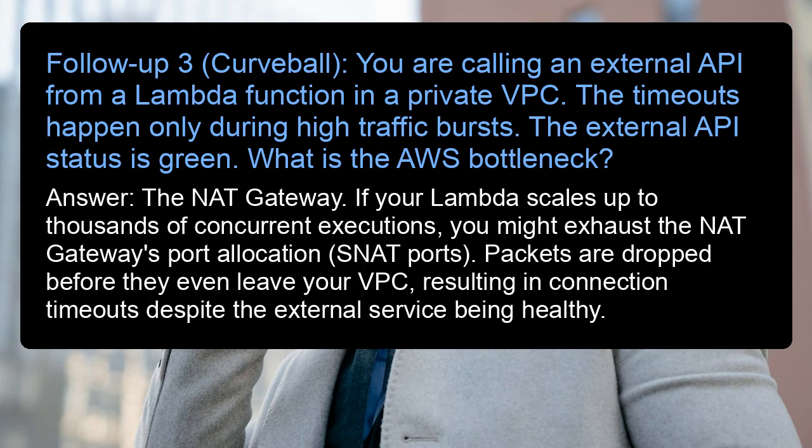Follow-up 3. Curveball. You are calling an external API from a Lambda function in a private VPC. The timeouts happen only during high traffic bursts. The external API status is green. What is the AWS bottleneck?